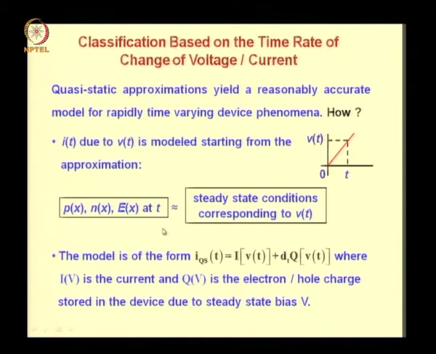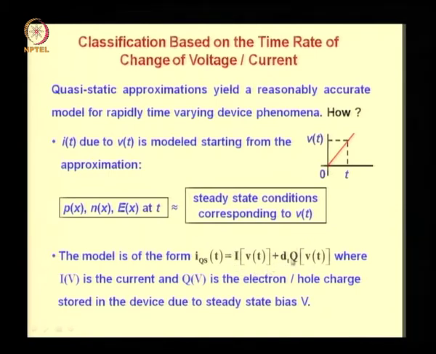And the result of this derivation from these conditions is a model of the form i equal to I of v of t, where the capital I of V is the DC current voltage model, plus d by dt of Q of v of t, where Q as a function of V is a DC charge voltage model. So, where I(V) is the current and Q(V) is the electron hole charge stored in the device due to steady state bias V.